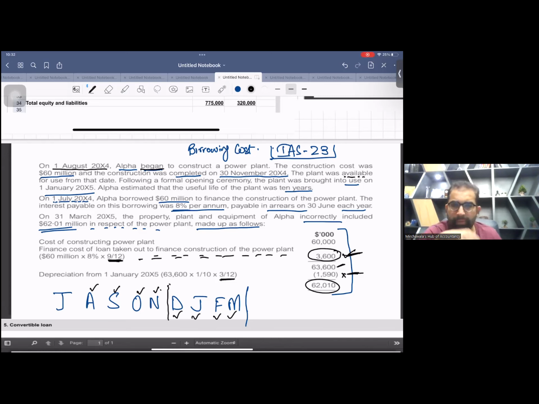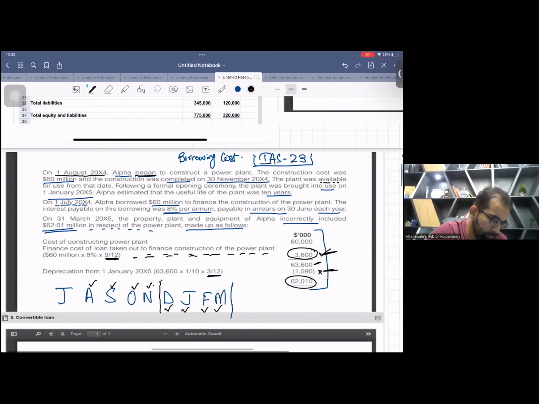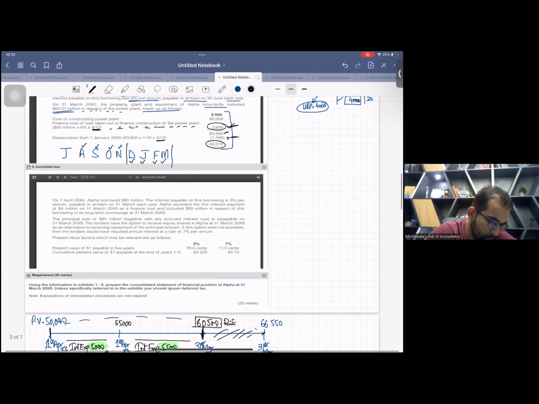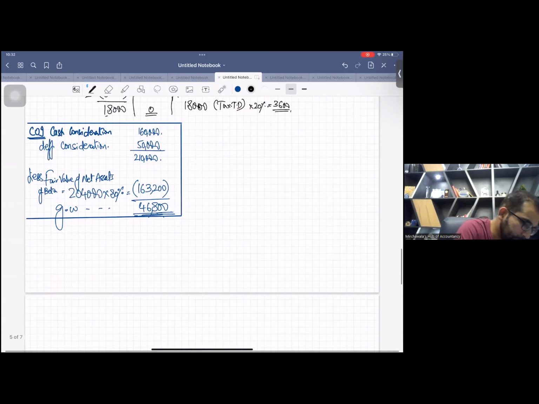So please take a picture of this. I'll calculate it from zero. Very easy. Let me do it here.